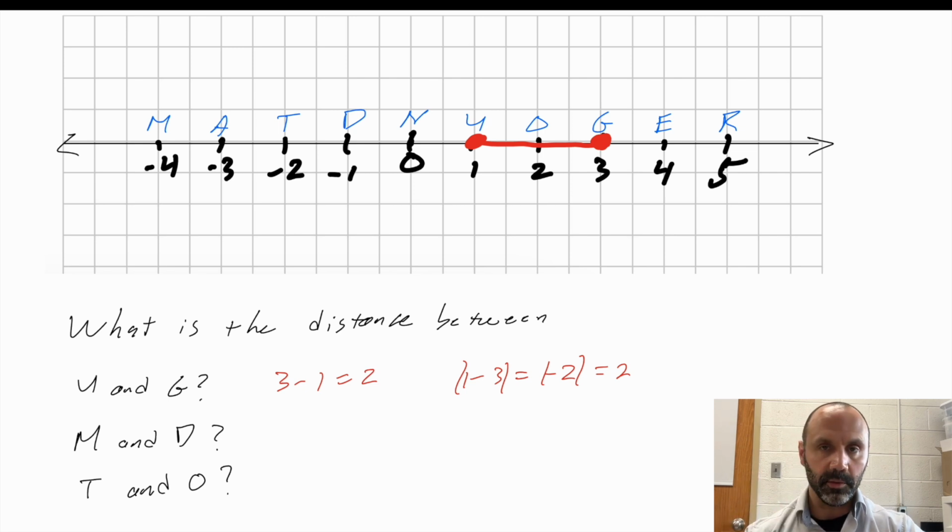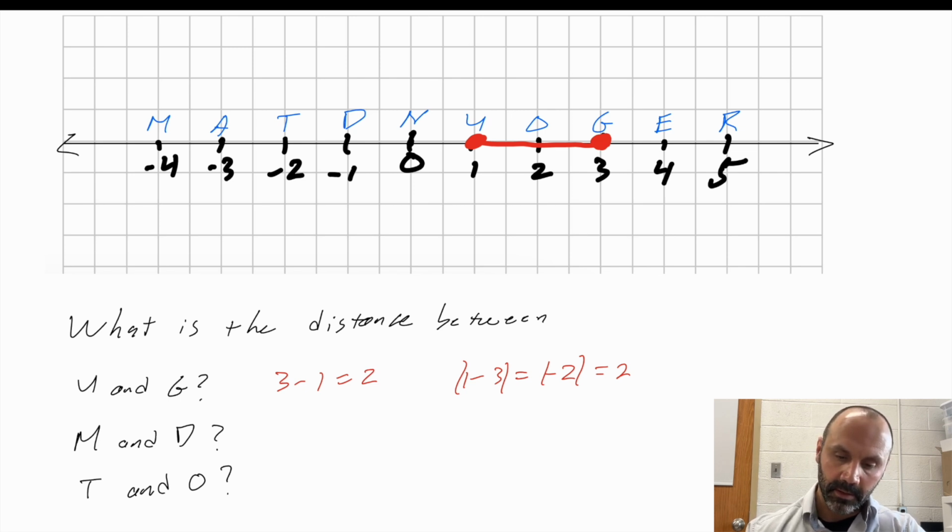So then it wouldn't matter which order we put it in. If we're taking the absolute value, the distance, we always want to end up with a positive distance. We can't have a distance that's negative. We can have negative position. We can have negative direction. And we do that in physics with quantities called vectors. But we're not dealing with that here. We're just looking at a distance, which is going to be a positive number of some kind.